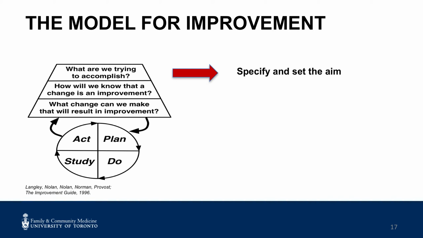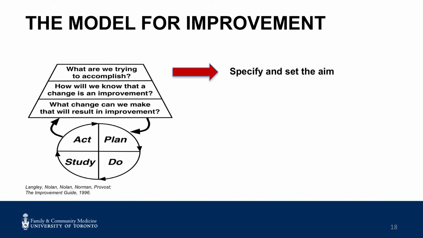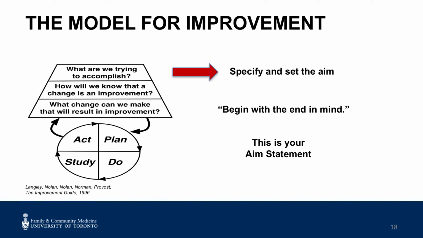For this section of the module, we are focused on the first question of the model for improvement. We will be specifying and setting an aim for your improvement opportunity or project idea. When we specify and set the aim, we often refer to beginning with the end in mind and think about what does good look like. This is your aim statement.